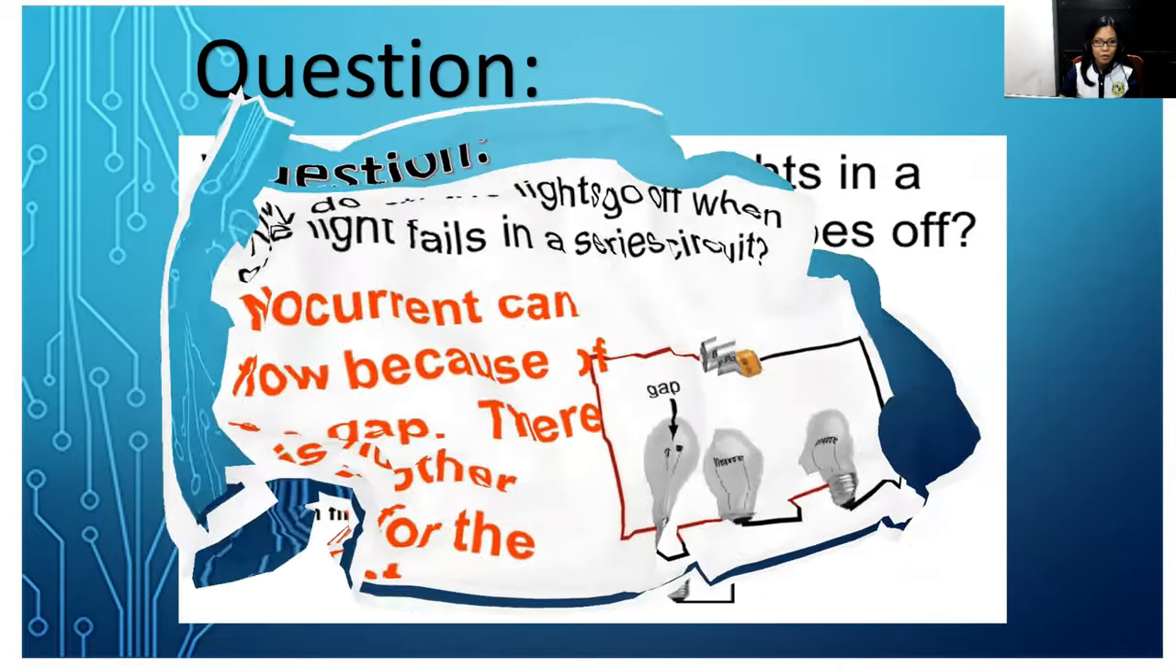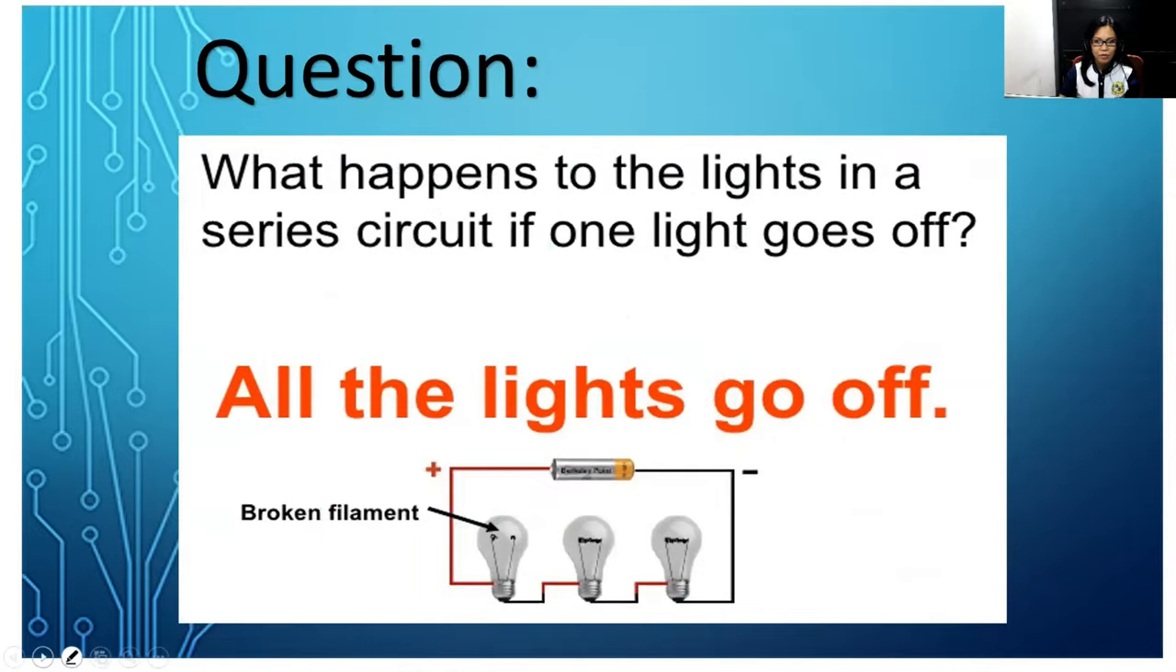Next question: what happens to the lights in a series circuit if one light goes off? So this light goes off, this bulb is broken. What happened to the other two light bulbs? What will happen if one is broken? If one bulb does not light up, what happened to the other bulbs? All, okay?